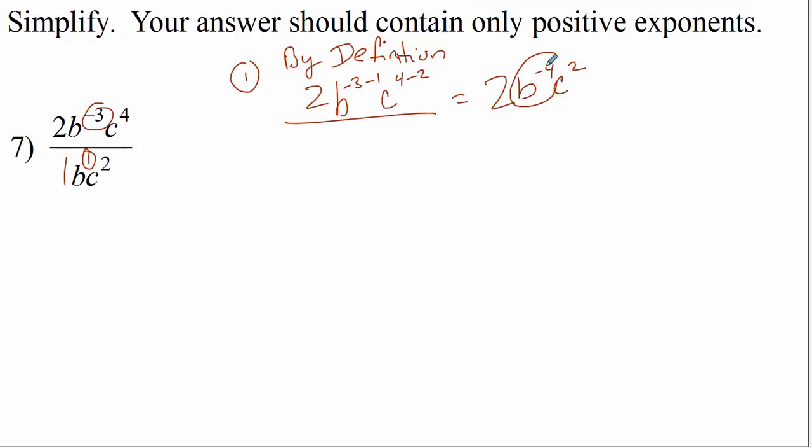What is this? This is a negative. What does that mean? That means that I can put that in my denominator to get my answer. So this is my answer. So this is by the definition.